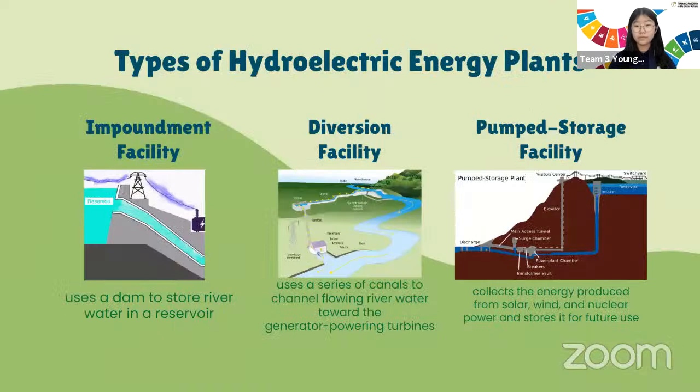There are 3 different types of hydroelectric energy plants. First is the impoundment facility, which uses a dam to store river water in a reservoir. Second is the diversion facility, which uses a series of canals to channel flowing river water toward the generators powering turbines. Third is the pumped storage facility, which collects the energy produced from solar, wind, and nuclear power and stores it for future use.